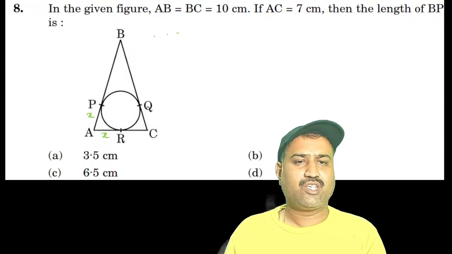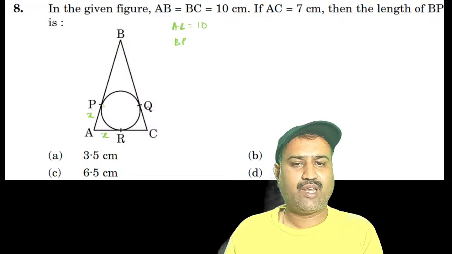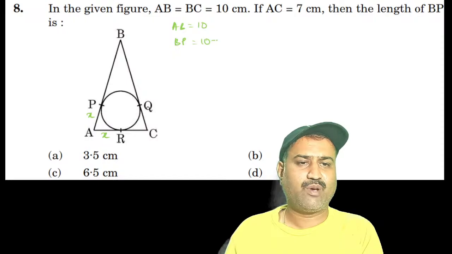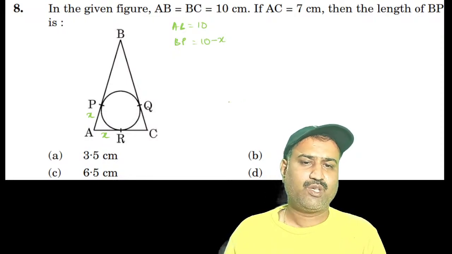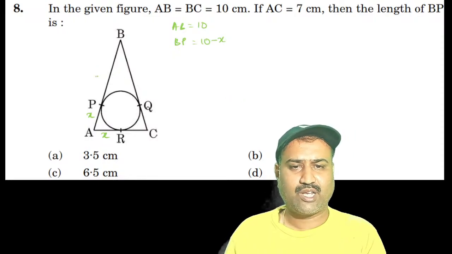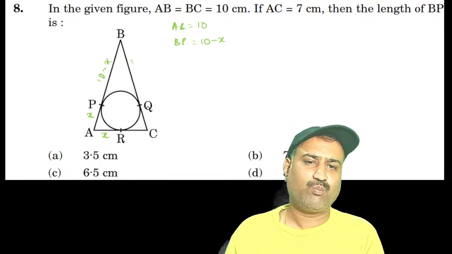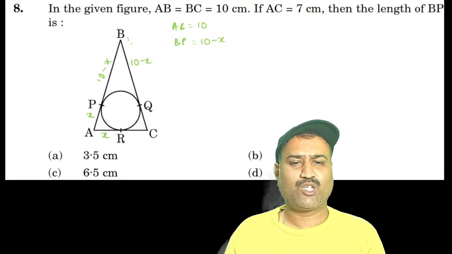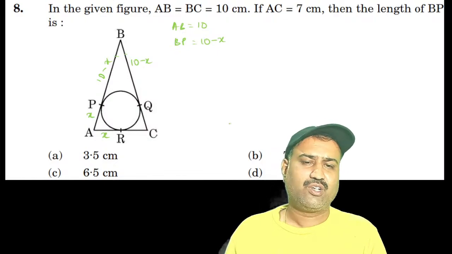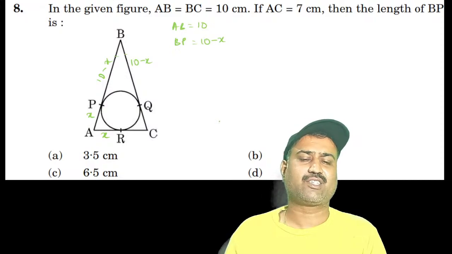Now, since AB is equal to 10, therefore BP is equal to 10 minus, AB is 10 here, AP is x here. Therefore, BP is equal to 10 minus x, right? BP is equal to 10 minus x. Therefore, BQ is also 10 minus x, right? BQ is also 10 minus x, because BP is equal to BQ, tangents drawn from external point B. BP is equal to BQ. Therefore, it is again 10 minus x.